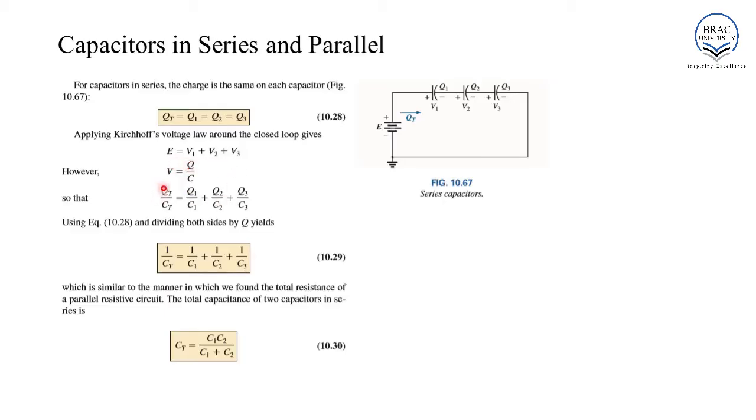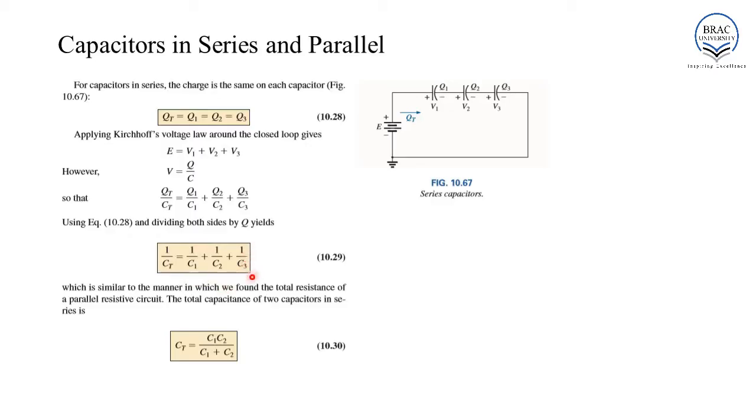We know that V is equal to Q by C. Now, substituting this expression in the above equation, we get that Qt by Ct is equal to Q1 by C1 plus Q2 by C2 plus Q3 by C3. We know that Qt will be equal to Q1 equals Q2 equals Q3. Hence, dividing both sides by Q yields 1 by Ct equals 1 by C1 plus 1 by C2 plus 1 by C3.